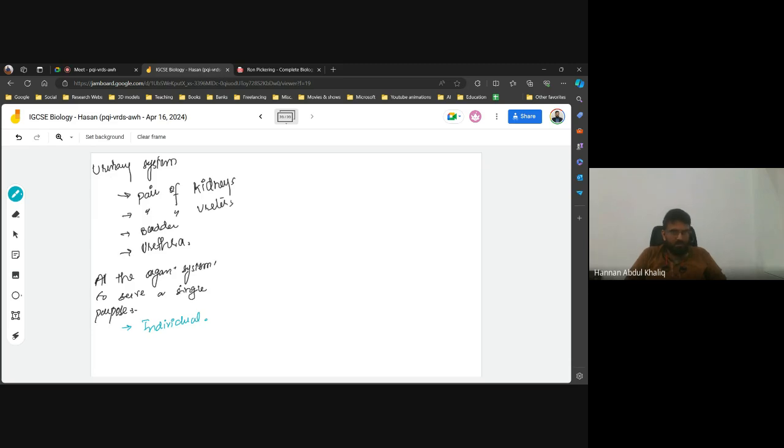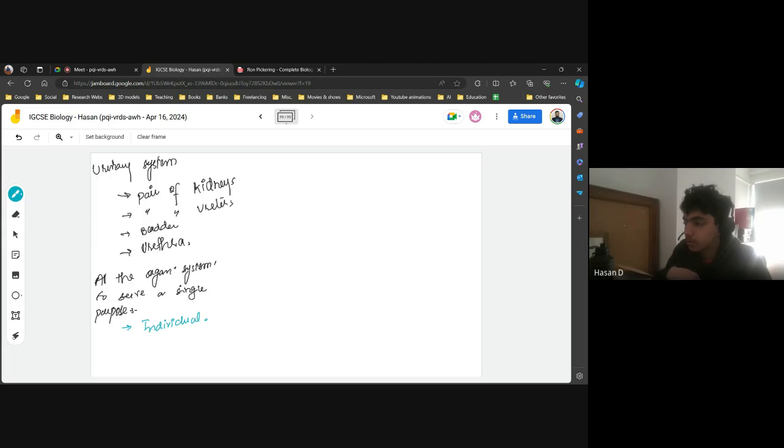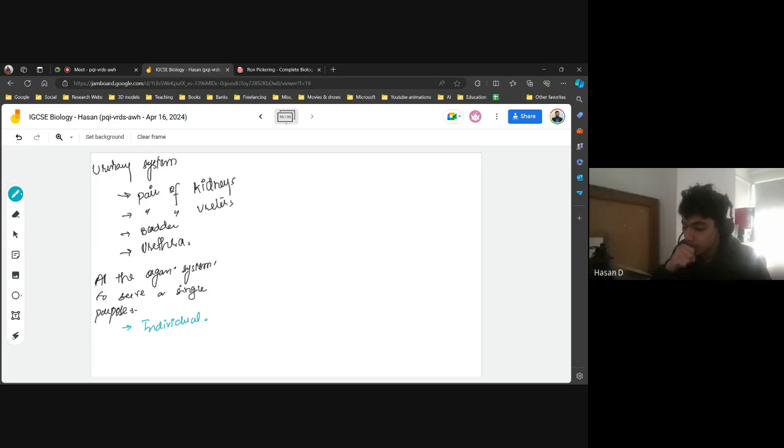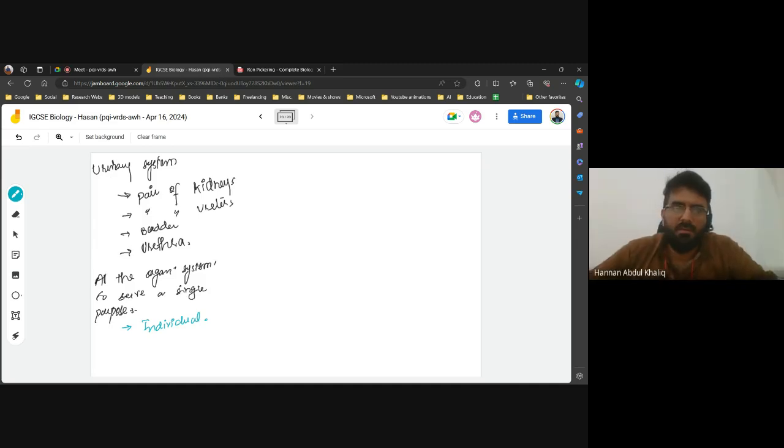And what organs do you think are involved in this? Brain and neurons. Brain and spinal cord mainly. Okay. And then I think there's a skeletal and muscular system. Skeletal and muscular system. Yes.